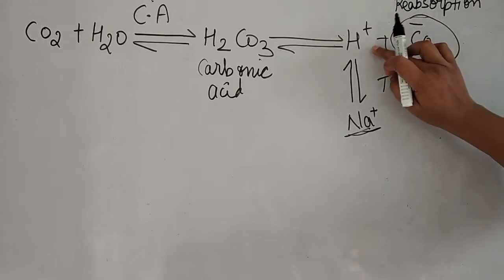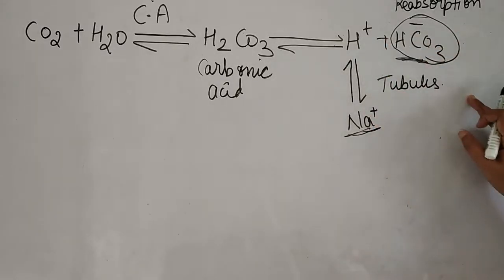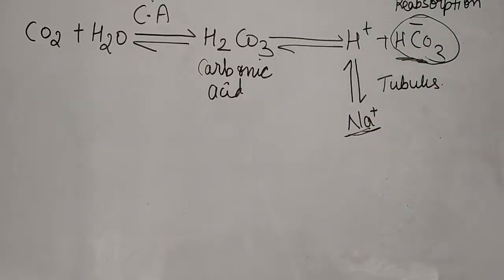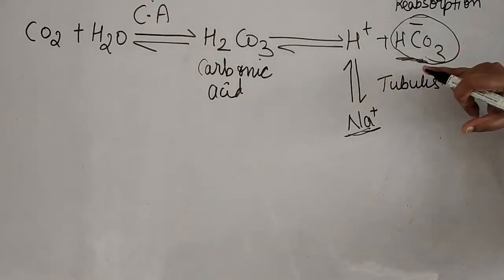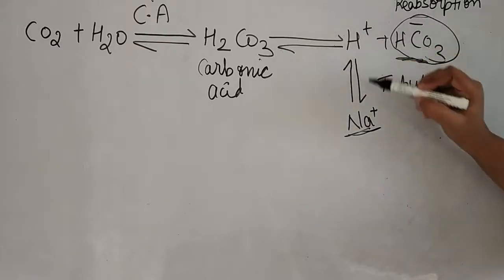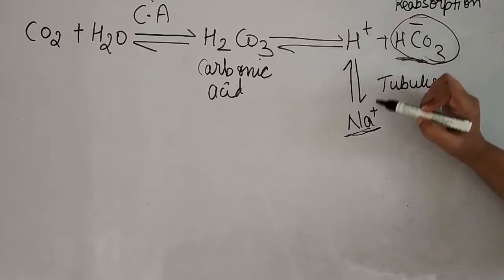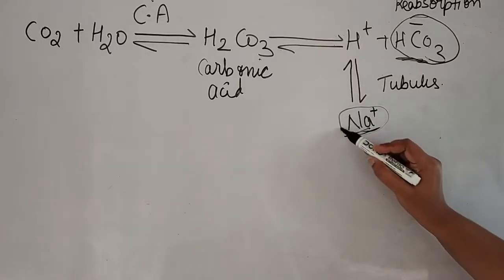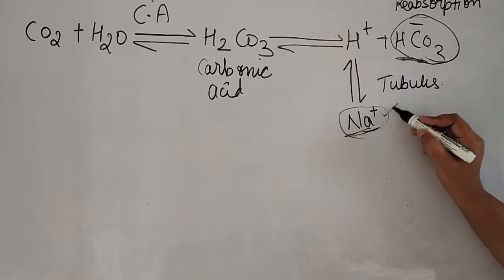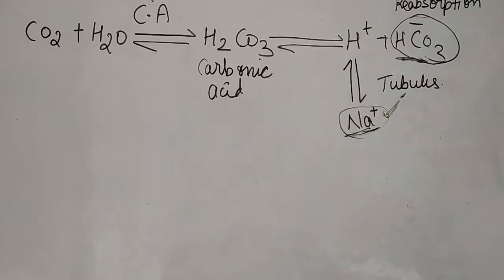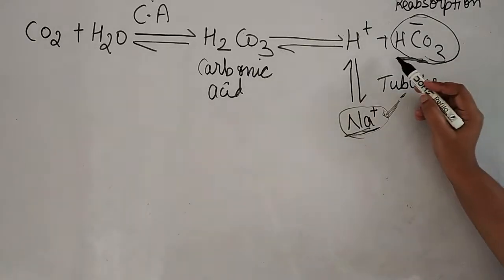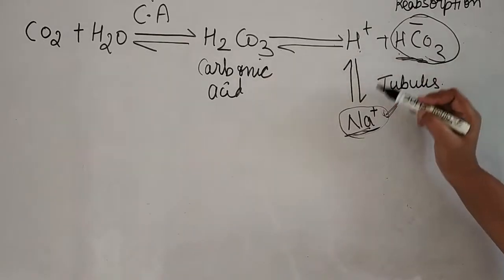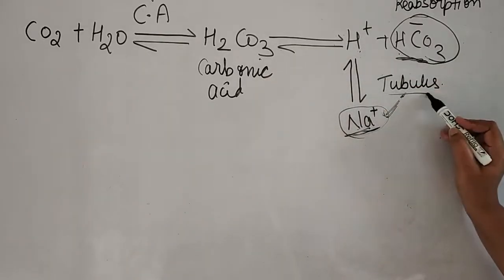So now H+ is not available for sodium exchange in the tubule, and this bicarbonate ion it will conserve. In this way, the accumulation of bicarbonate ion will block the exchange of H+ and the sodium ion. So it actually inhibits the sodium reabsorption in the tubule. So this bicarbonate and H+ ion will not form. So this H+ ion exchange with the sodium ion in the tubule.